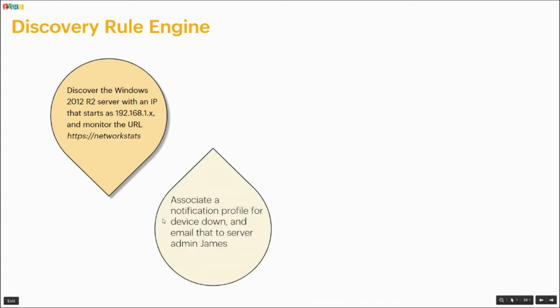So let's take a live example and understand how the discovery rule engine is going to help us. Here I want to discover all my Windows devices. When I discover a Windows 2012 R2 server with an IP address starting with 192.168.1, I want to associate a URL monitor to those devices. And also, I want to associate these devices to a notification profile and to send an email to my administrator who is called James.